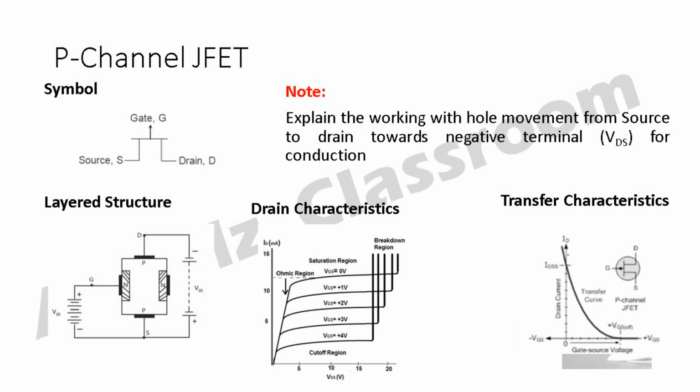So, the working explanation is similar to that of N channel, except that in N channel you have the electron movement, whereas in your P channel you will be having your hole movement from your source to the drain. From that you have to rewrite the same explanation and operation which we have seen for the N-type JFET.